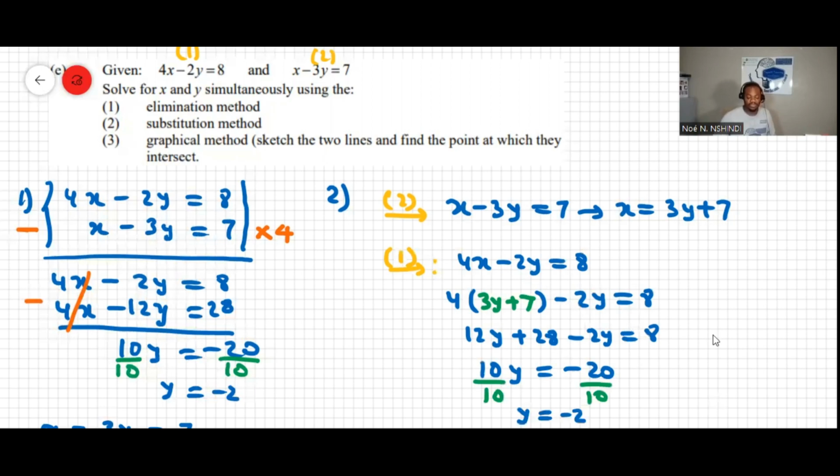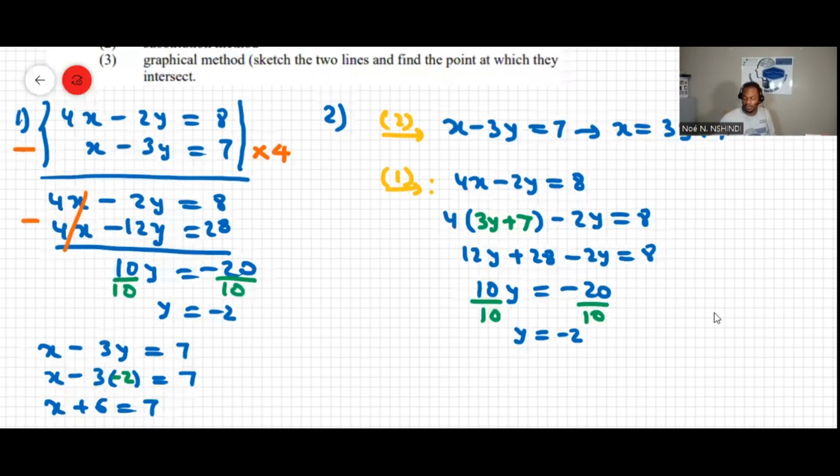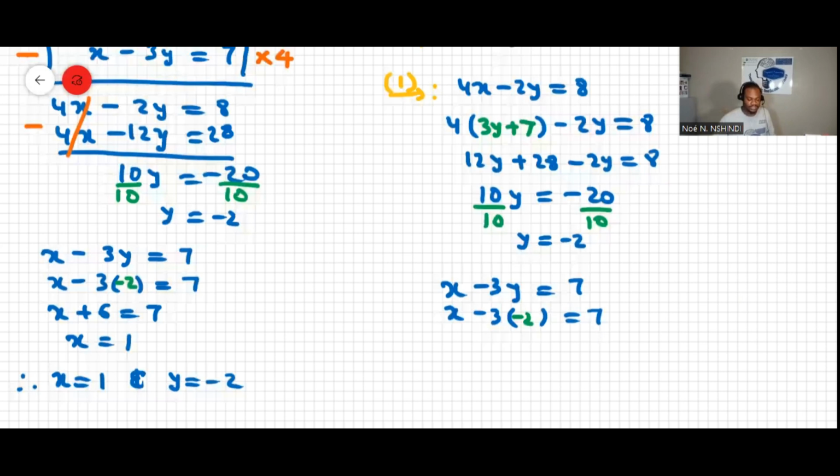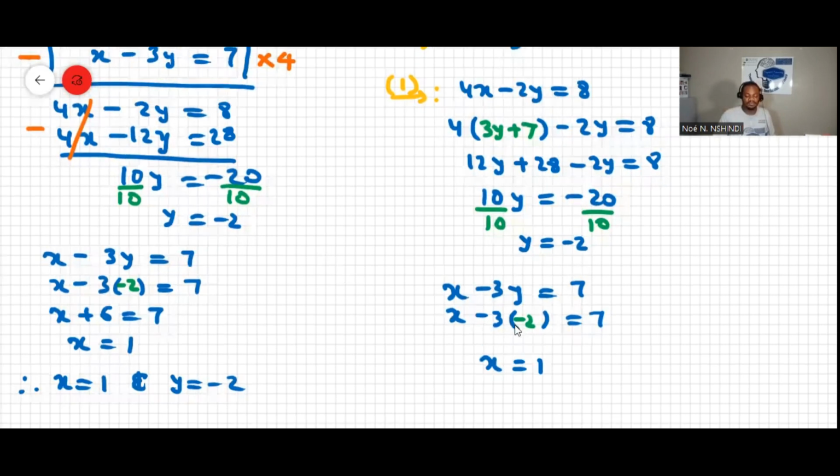So now that we got the value of y, we can substitute y in equation 2, which was given by x minus 3y equals 7. So it makes x minus 3y equals 7, where y was negative 2. And then as we did over here, you can see that x is just 1, because that makes positive 6, and if we move 6 over, 7 minus 6 is just 1. Now, that was method 2.